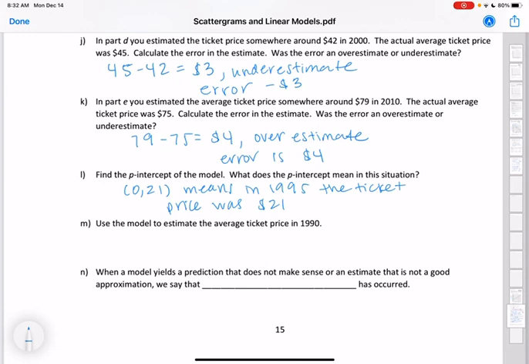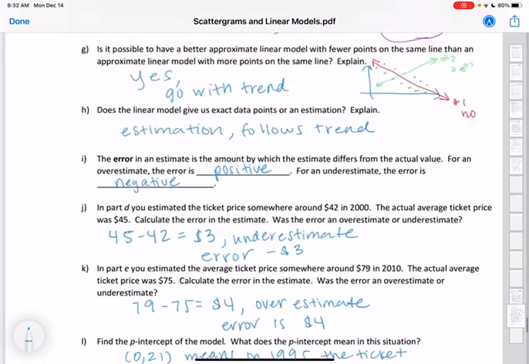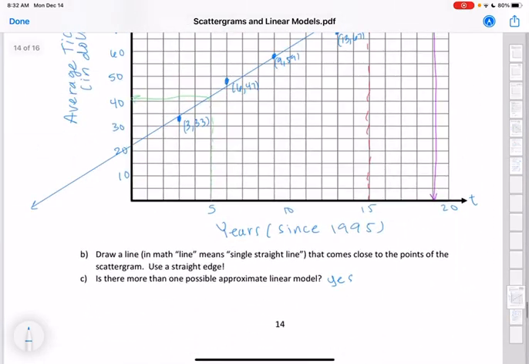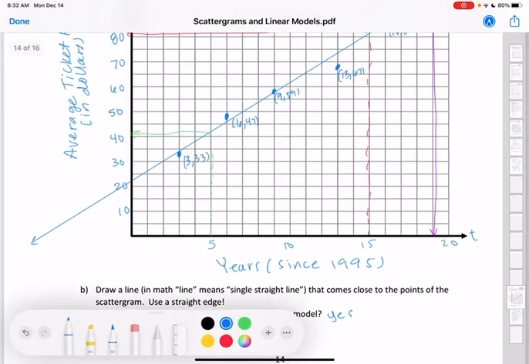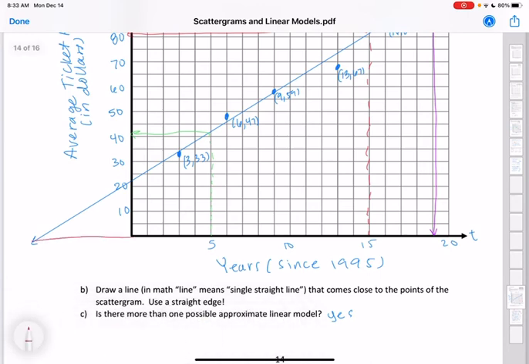Next, it says use the model to estimate the average ticket price in 1990. This was the reason why I went way far to the left, and I told you because I know what's coming. This is the problem I was talking about. So if we just kind of guessed, let's see. Because remember this here, this 0, that's 1995. So we're going to have to go back 5. My spaces are a little bit big. I think that's pretty good. But you can see it's very small.